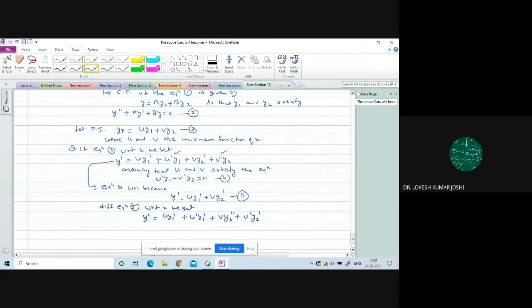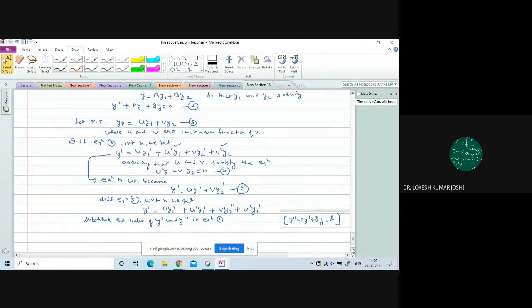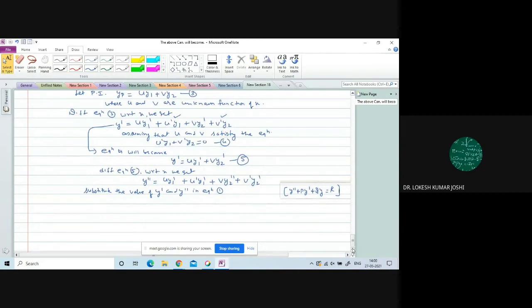Next work is to substitute the value of y dash and y double dash in equation number 1. In equation 1, it means the original differential equation. Equation 1 is this: y double dash plus py dash plus qy equals to r. So substitute the value of y dash and y double dash in this equation. What we get?